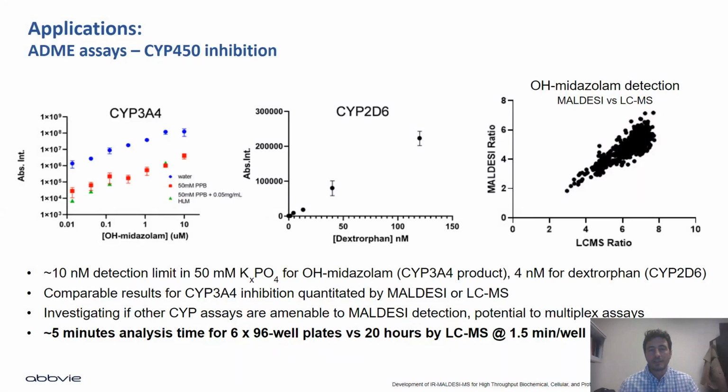The take-home message from this is that we're able to analyze 6 plates, 96-well plates, in 5 minutes versus the 20 hours currently used to analyze by LC-MS. So that's a big win in the biochemical assay space.